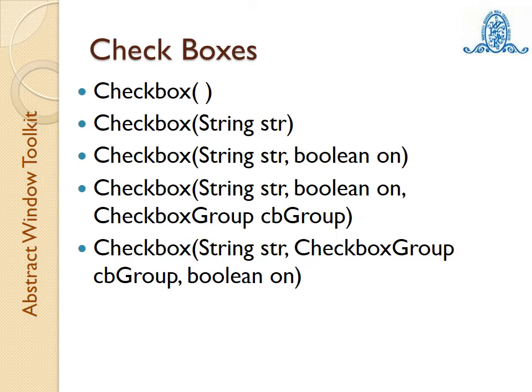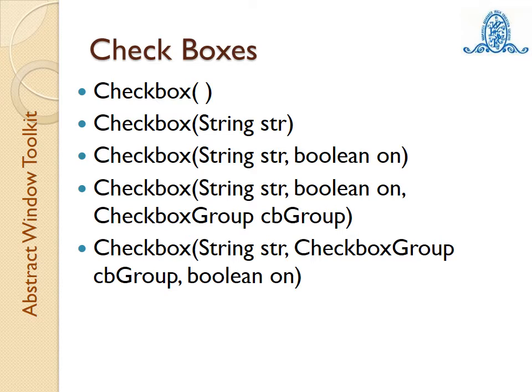Now let us start with checkbox class. This checkbox class is used to create checkboxes. Now there are two types of component related to the checkbox. One is a checkbox, second is a radio button. So in AWT there is no separate class to create a radio button. Using checkbox class itself, the radio buttons are created. For that purpose, checkbox group class is used. So that will be discussed in the next slides.